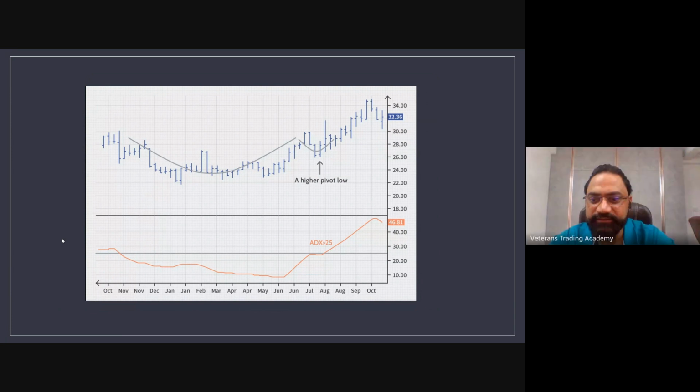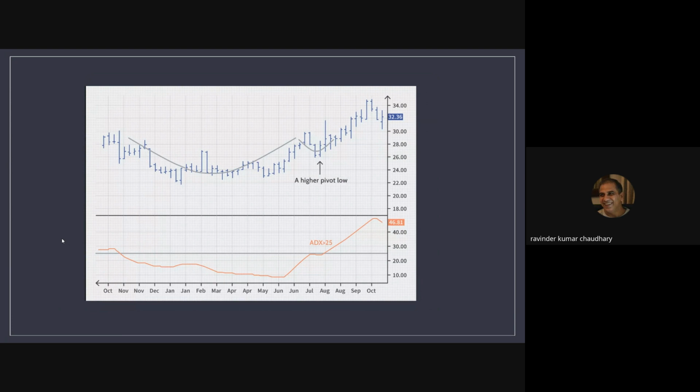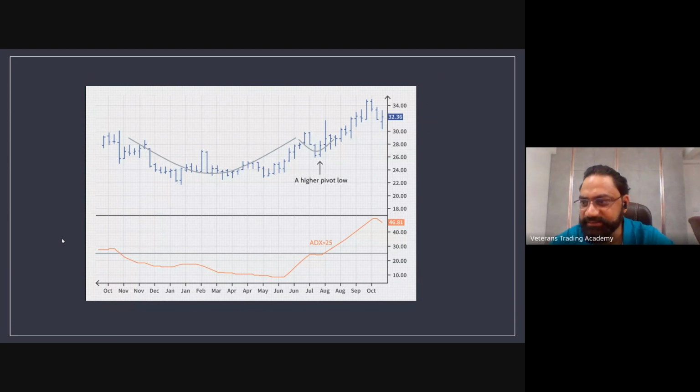This plus directional indicator is nothing else. It's just that if the market is going up, it calculates the candle. If the candle is an up candle, then plus DI, the plus directional indicator, will show a positive sign, and if it is a negative candle, then the minus DI will increase. So basically, it's a calculation.